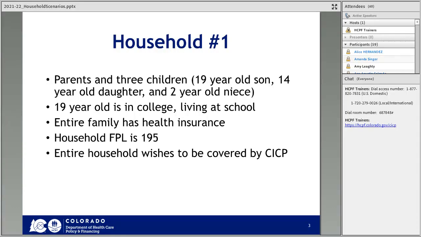So diving right in. Our first household is made up of parents and 3 children. They have a 19-year-old son, a 14-year-old daughter, and a 2-year-old niece. The 19-year-old is in college and living at school. The entire family has health insurance, including the niece. The household FPL is 195, and the entire household wishes to be covered by CICP.